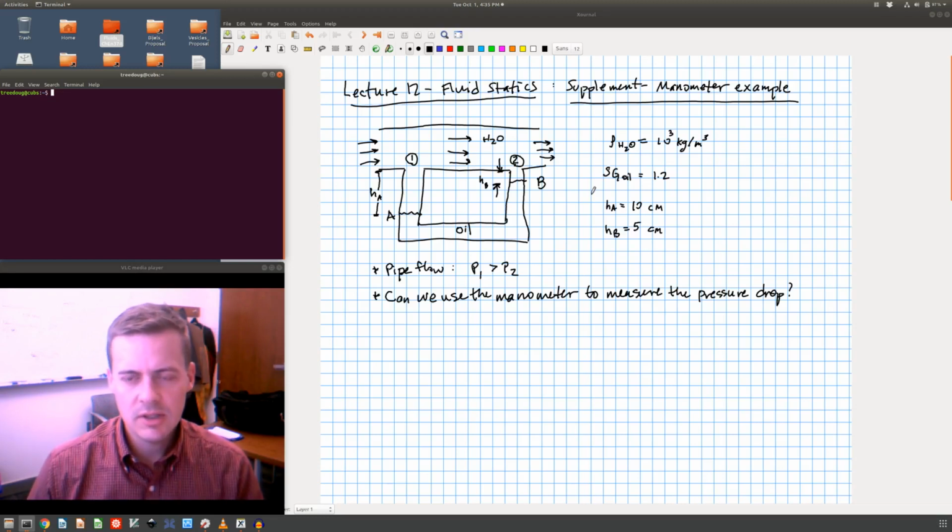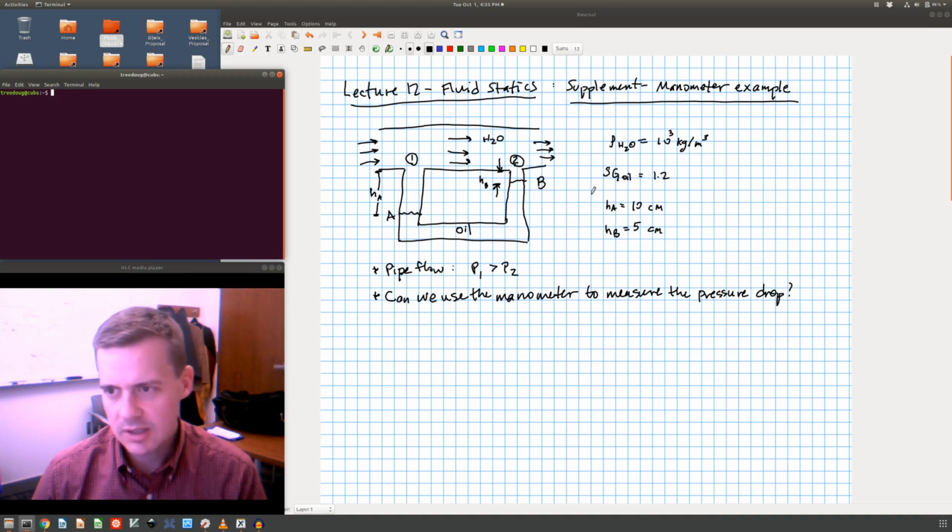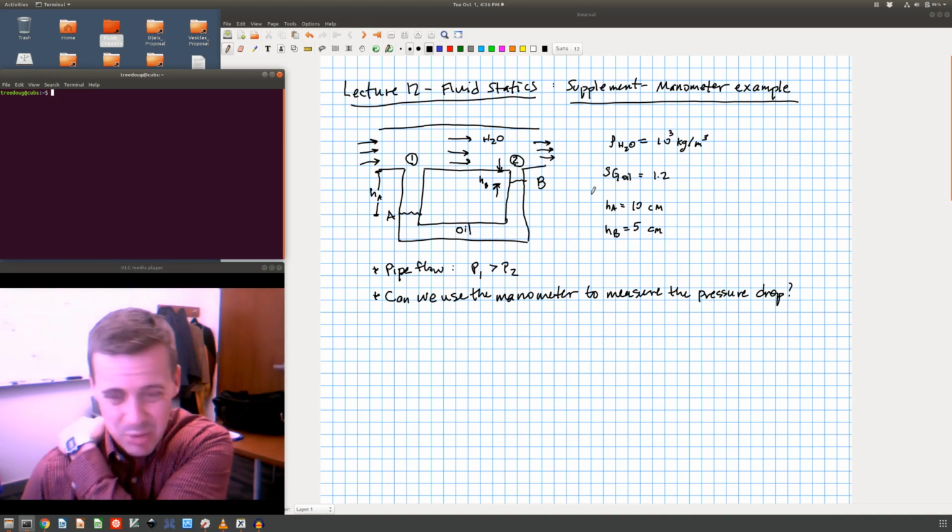Hi everybody, this is an example problem from lecture 12 on fluid statics. This is a supplemental example on solving a manometer problem, and I've taken the liberty of drawing the problem already since that takes me a long time sometimes in these examples.